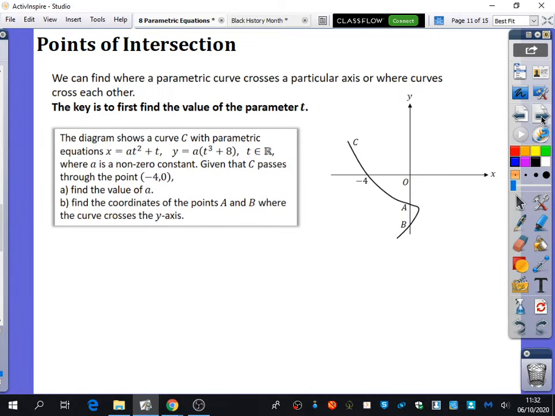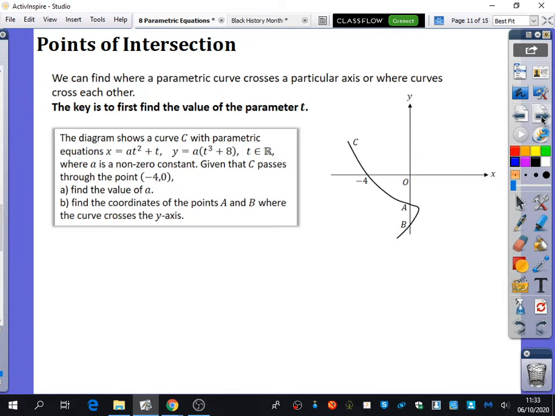So I've said here that we can find where a parametric curve crosses a particular axis or where curves cross each other. The key is to first find the value of the parameter t. Okay? It's going to be really important. T or theta is the thing that's happening in the background. We're going to constantly want to come out of the x and y world, and go back to the t or the theta world in order to then go back to the x and y world. This is going to be the important thing for how we do these parametric equations.